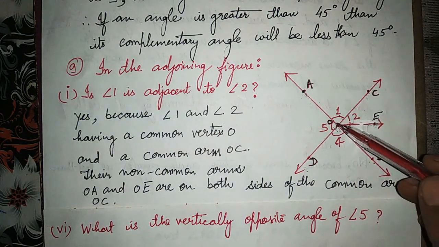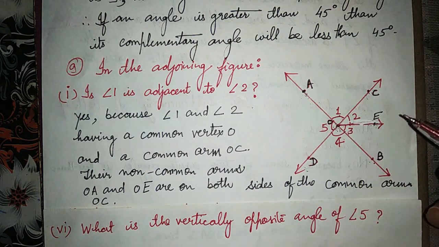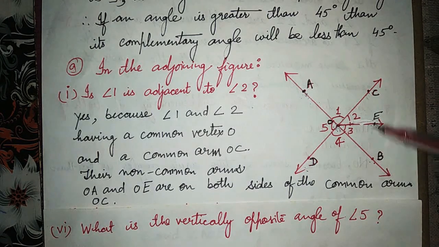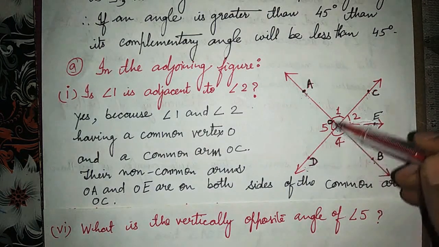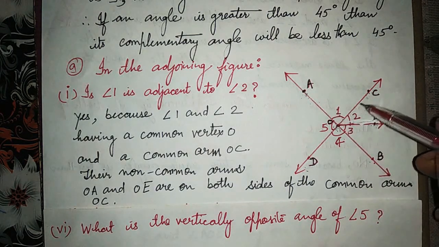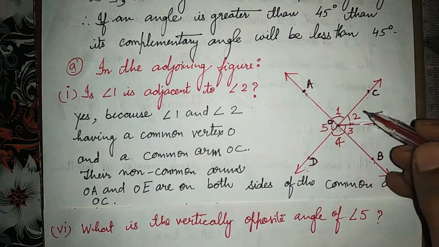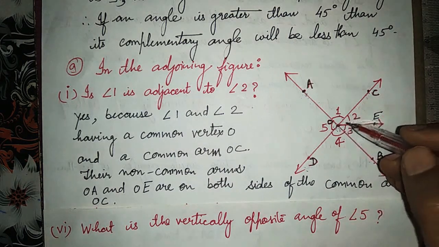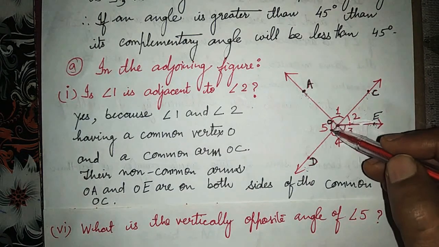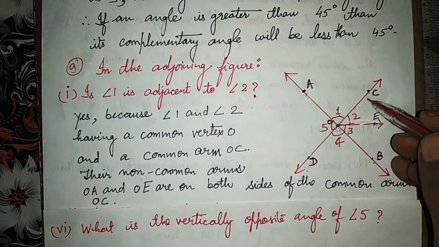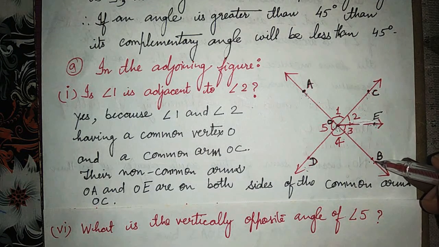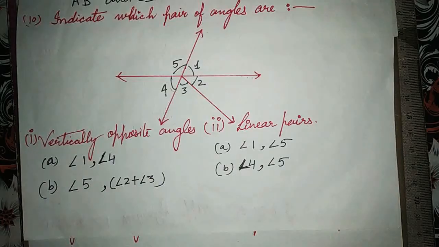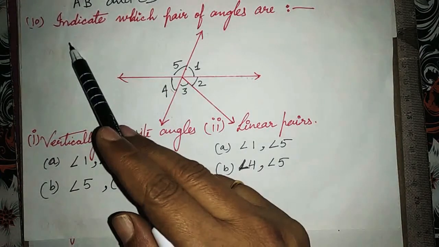So here COB is the vertically opposite angle of angle 5, because these two vertically opposite angles are formed by the intersection of two straight lines AB and CD. You can see AB and CD both intersect each other at the point O, and angle 5 and this angle COB both are vertically opposite angles.